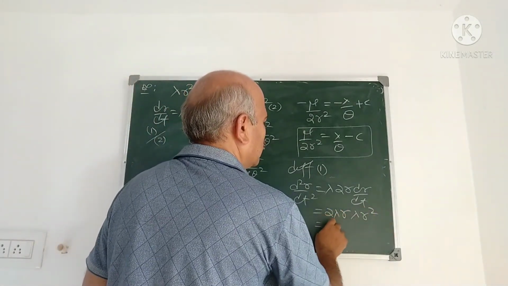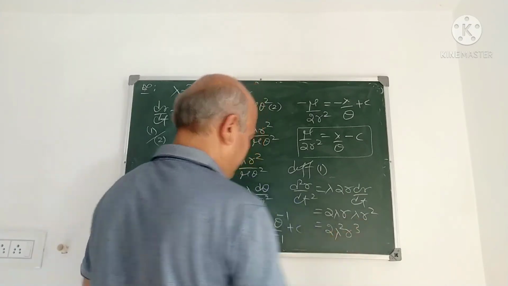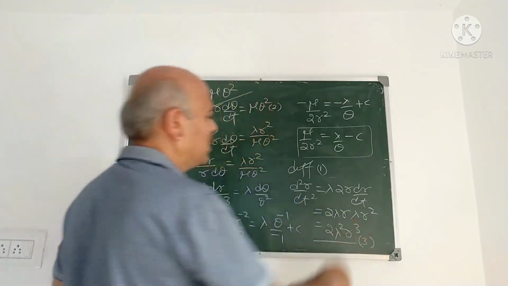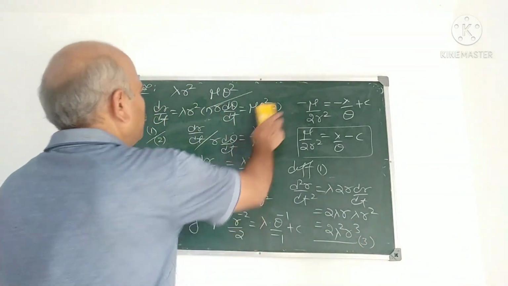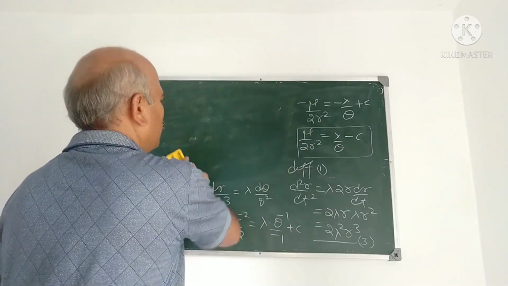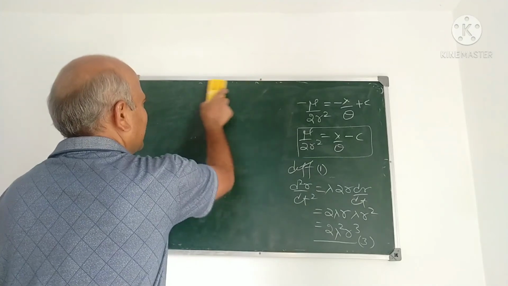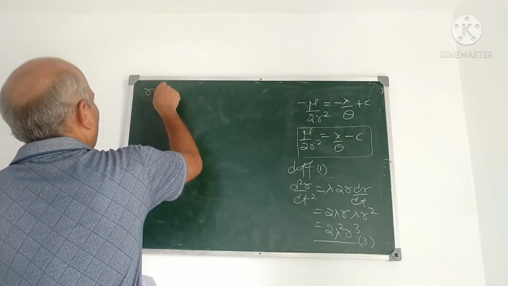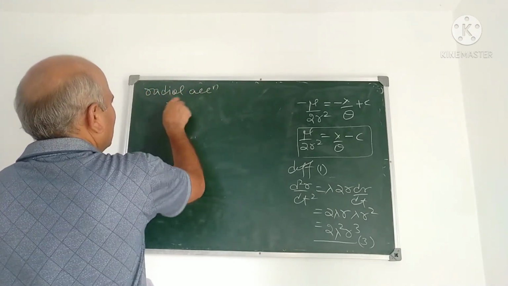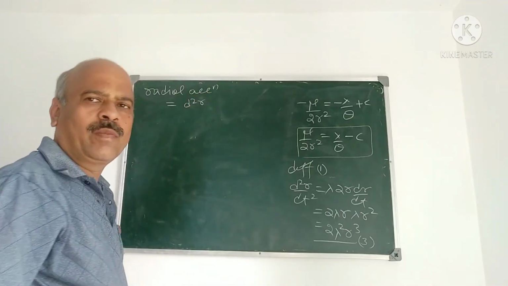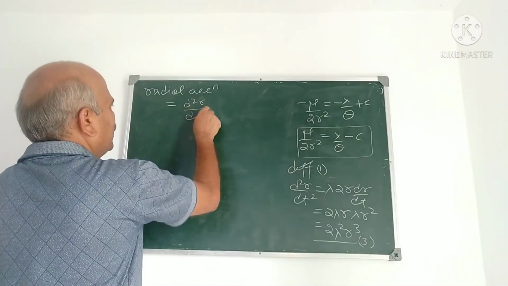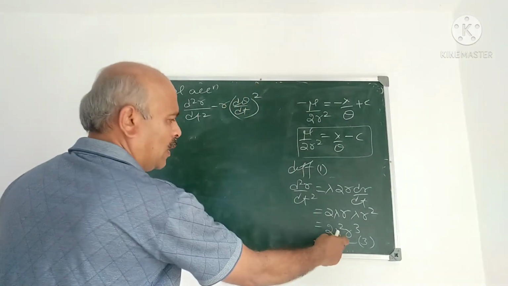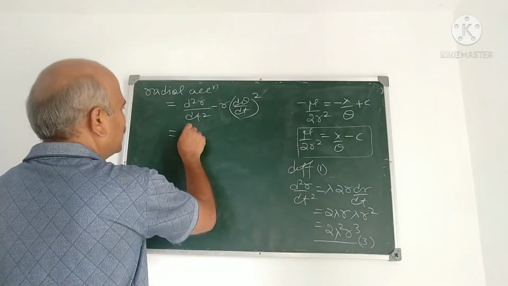Lambda r square. So 2 lambda square r cube. Take this as 3. What is this? d2r by dt square. Now we find out the expressions for radial and transverse acceleration. Second part, radial acceleration. What is the formula for radial acceleration? d2r by dt square minus r d theta by dt whole square. Only you have to substitute now for d2r by dt square, this expression.